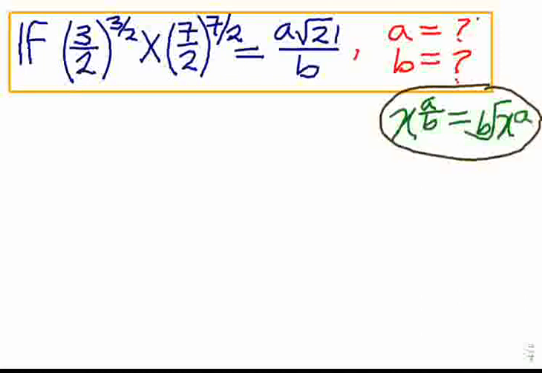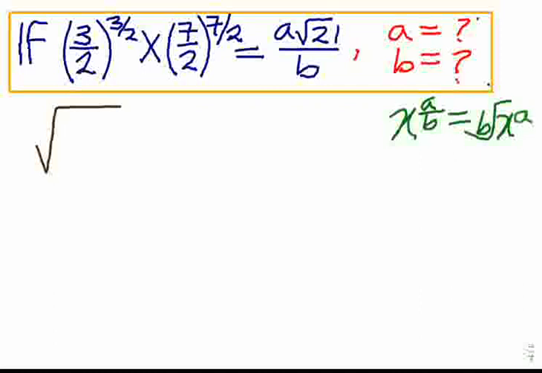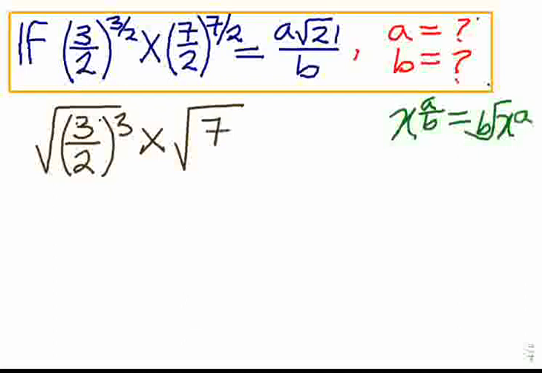Let's remember that x raised to power a over b is equal to the b root of x raised to power a. So in applying that to this question, this denominator here forms the root. So our denominator here is 2 each time. The root that is going to form is square root. When it is 2, it is square root. So our question is actually square root of 3 over 2, all raised to power 3. The second one is square root of 7 over 2, all raised to power 7.